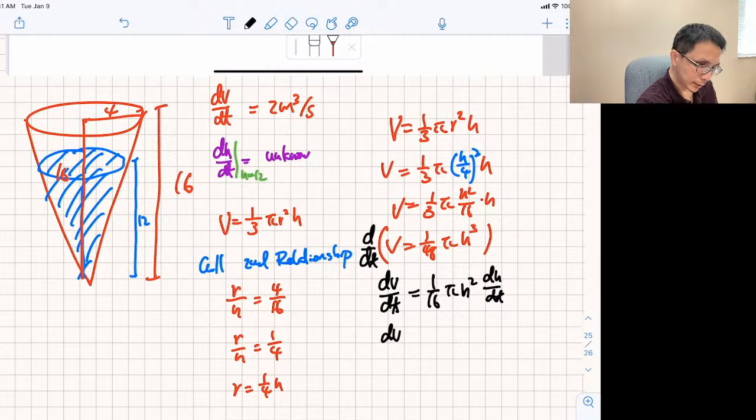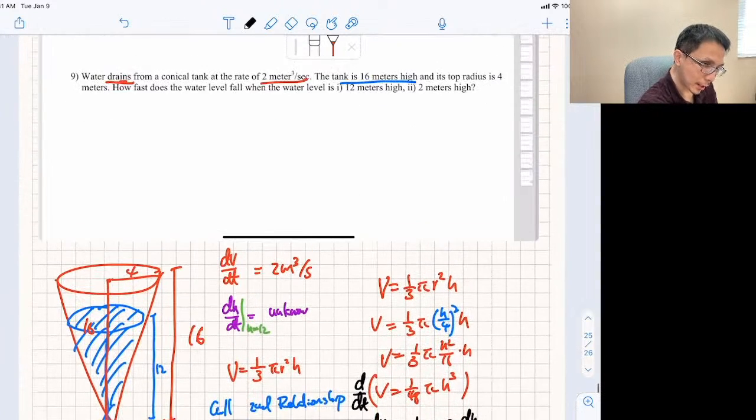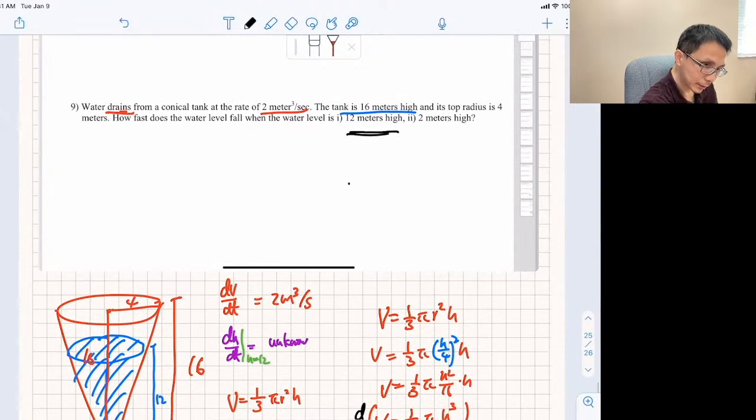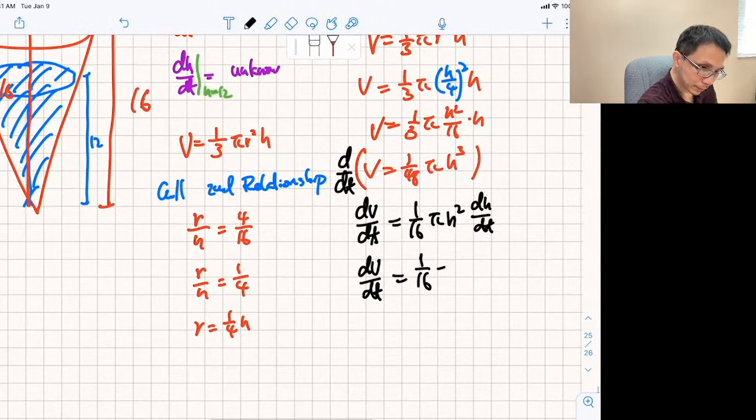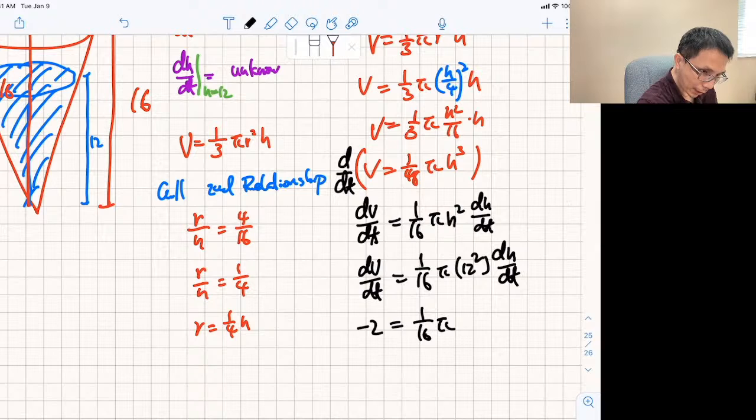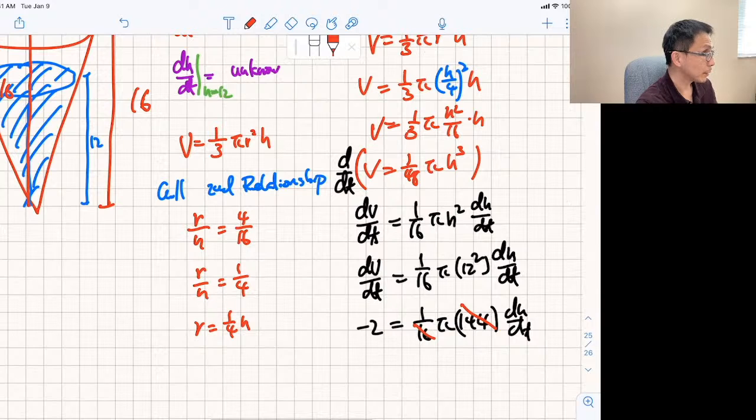dV/dt is equal to what? Well, according to the question, they say at 12-meter height. Right? So can I plug in 12? And the dh/dt is unknown. And we also can plug in dV/dt, so it's going to be 1 over 16 pi times 144 times dh/dt. Nice thing is this 144 and 16 are multiples of each other. So 144 divided by 16 is what?